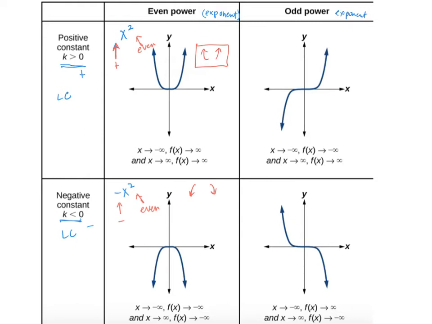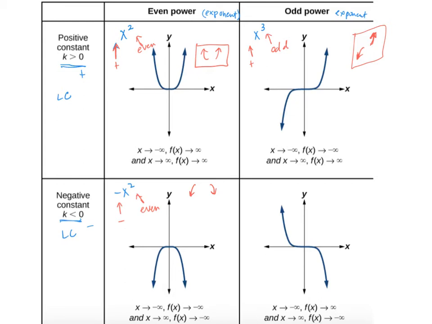Okay, so now let's look at the odd power. The positive odd power, the example we should be familiar with is x cubed. So here, this is a positive, and this is an odd. Notice that an x cubed is exactly the shape it shows. The left-hand side is going down, the right-hand side is going up. That would be the end behavior for a positive odd.